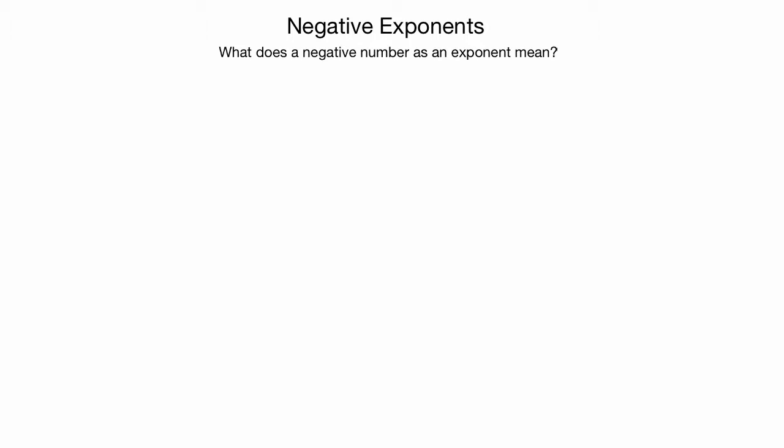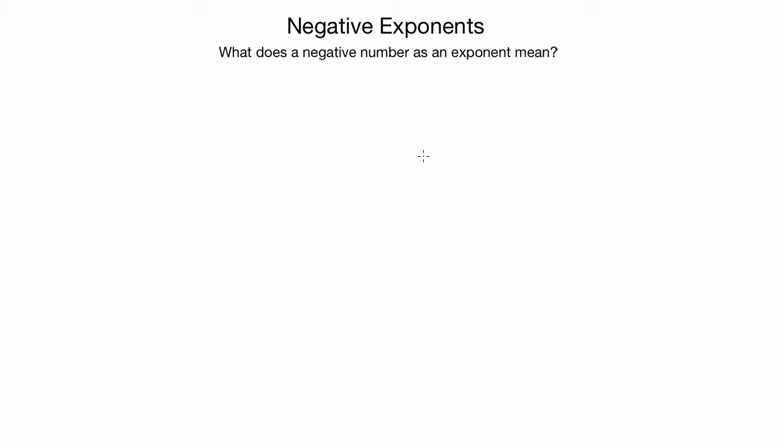In this video we're going to tackle negative exponents and answer the question, what does a negative number as an exponent mean? Negative numbers are often confusing in and of themselves, but when we throw them into exponents, it gets even more confusing and hard to wrap your head around. So hopefully by the end of this video it's going to make good sense to you what an exponent is. All right, we're going to start off by looking at a number pattern.